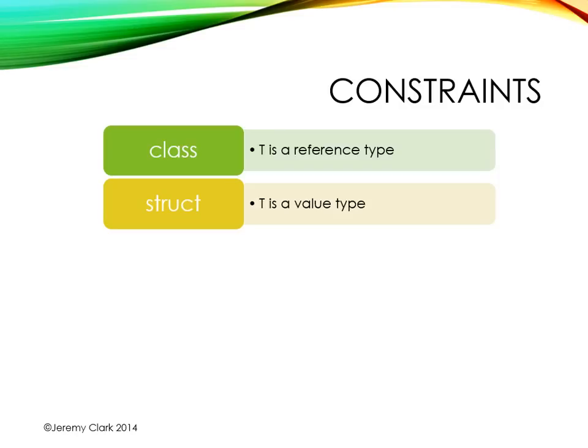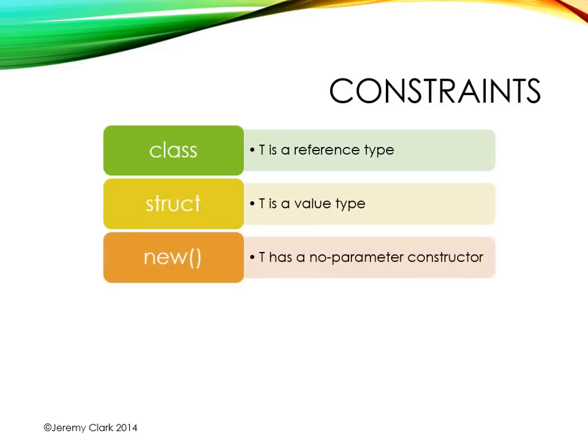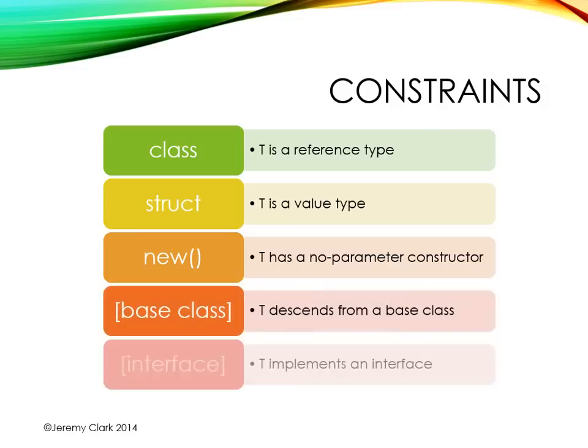There's also times where we don't care whether we're using a reference type or a value type, but we do care about a constructor. So we can use the new constraint to specify that this type must have a no-parameter constructor. So if we try to provide a class that does not have a no-parameter constructor, the build will fail. And we can also add constraints that T must descend from a particular base class or implement a particular interface.